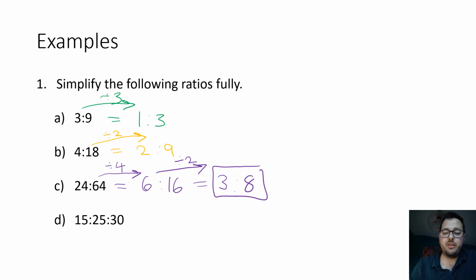And then finally, we've got a three-way one. We've got 15 to 25 to 30. And these are all in the 5 times table. 15 divided by 5 is 3. 25 divided by 5 is 5. And 30 divided by 5 is 6. And that is dividing everything by 5. Okay, great. So those are some simple simplifying ratios.